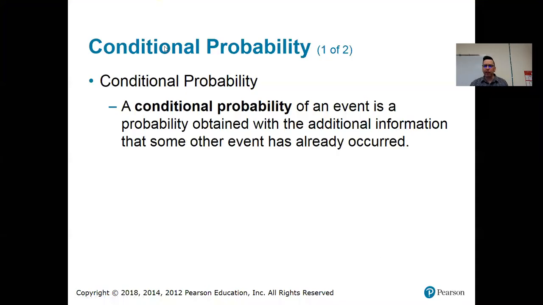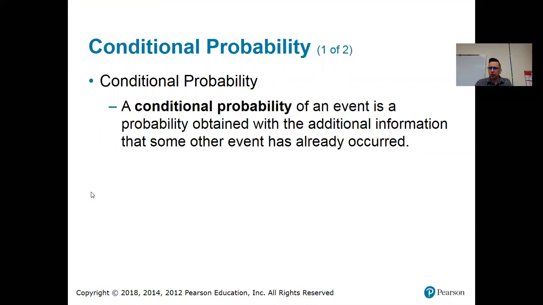Okay, so now we have conditional probability. Conditional probability of an event is a probability obtained with the additional information that some other event has already occurred. And again, we've seen this a little bit with that multiplication rule. When you use the multiplication rule for dependent events, like if you're sampling without replacement, when you go to pick that second thing, you have to use the additional information about what happened with your first pick. So that would be an example of a conditional probability.